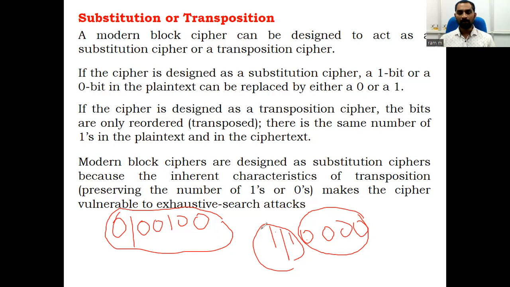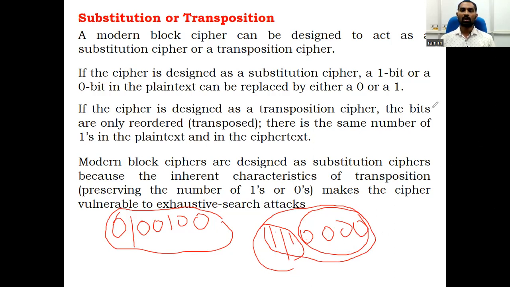I told you, if I apply an attack on the data that is being transmitted using transposition ciphers, I'll come to know that there are 3 ones in the data and 4 zeros. Now I'll apply permutations and I'll get the data that is actually being transmitted between source and destination. That's why modern block ciphers are designed as substitution ciphers.